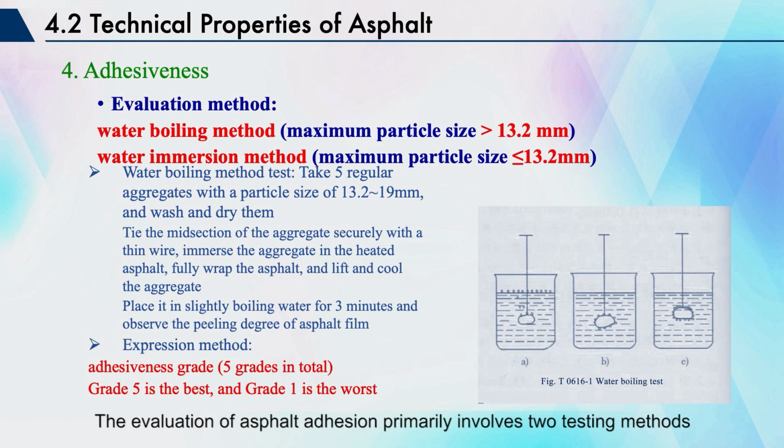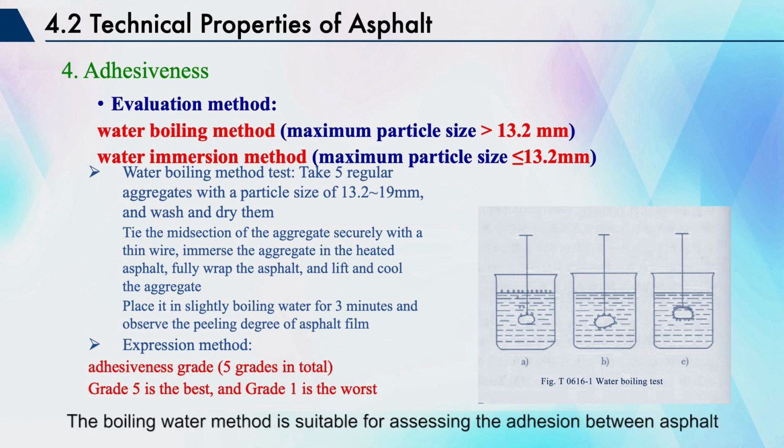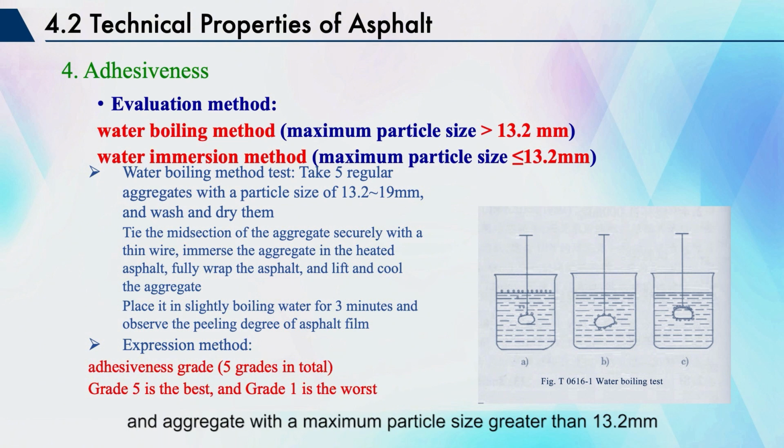The evaluation of asphalt adhesion primarily involves two testing methods, the boiling water method and the water immersion method. The boiling water method is suitable for assessing the adhesion between asphalt and aggregates with the maximum particle size greater than 13.2 millimeters, while the water immersion method is suitable for assessing the adhesion between asphalt and aggregates with a maximum particle size equal to or less than 13.2 millimeters. Let's begin by discussing the boiling water method.